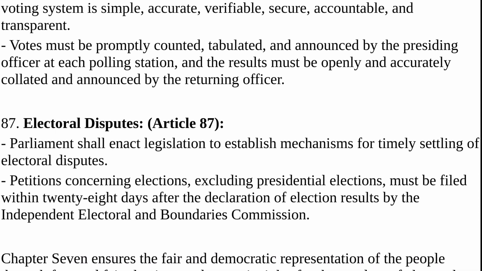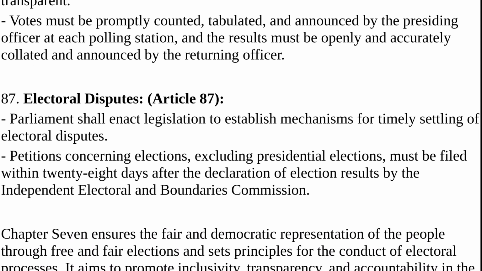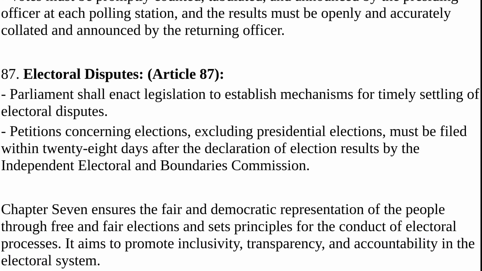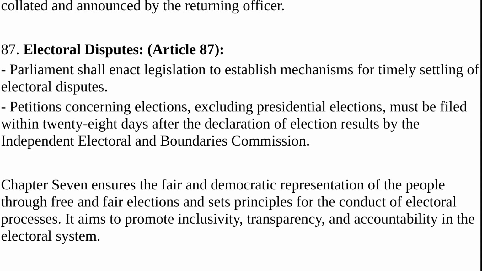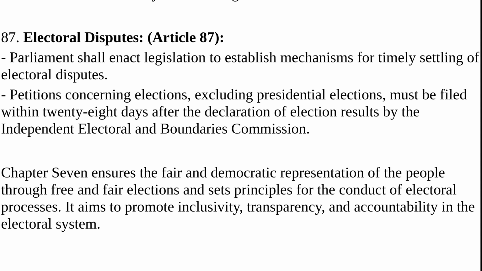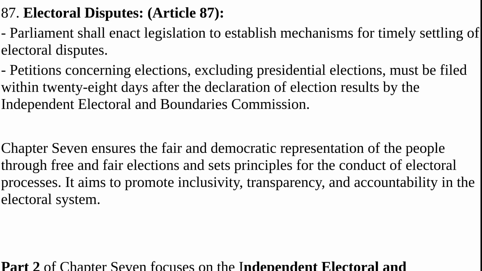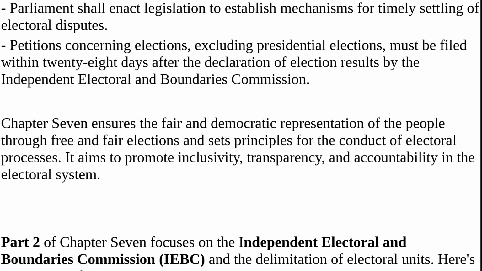Chapter 7 ensures the fair and democratic representation of the people through free and fair elections and sets principles for the conduct of electoral processes. It aims to promote inclusivity, transparency, and accountability in the electoral system. Part 2 of Chapter 7 focuses on the Independent Electoral and Boundaries Commission and the delimitation of electoral units. Here's a summary of the key provisions.